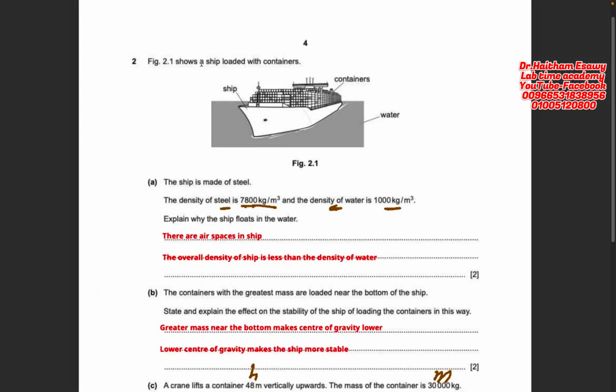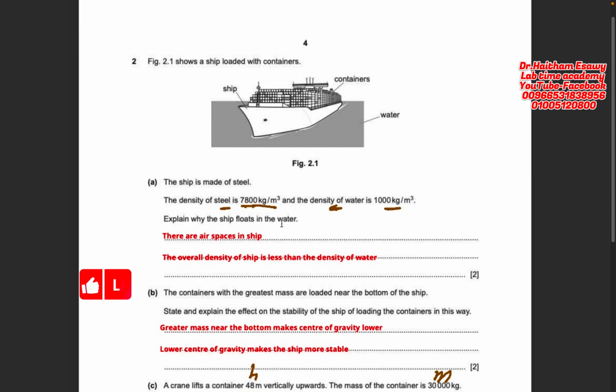Okay. Question 2. Figure 2.1 shows a ship loaded with containers. The ship is made of steel. The density of the steel is 7,800 kg per cubic meter, and the density of the water is 1,000 kg per cubic meter. Explain why the ship floats in the water.